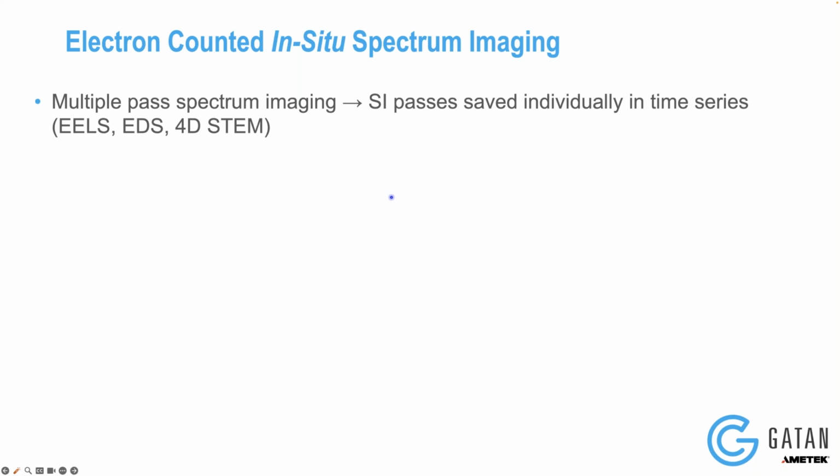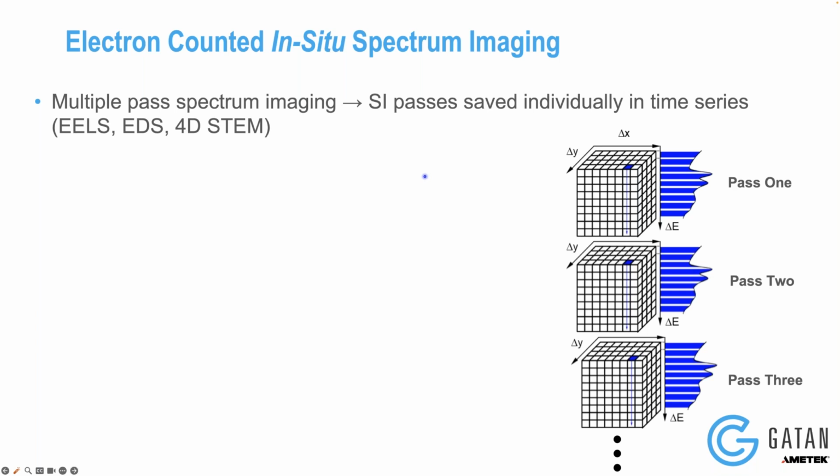So what is in-situ spectrum imaging? Essentially it is multiple pass spectrum imaging, which has been around for some time in the software, only we are now saving these passes individually as a time series. It supports everything in SI, so EELS, EDS, 4D STEM, and works like this. You just get pass 1, pass 2, pass 3, so we get our data cubes coming in sequentially, very rapidly.